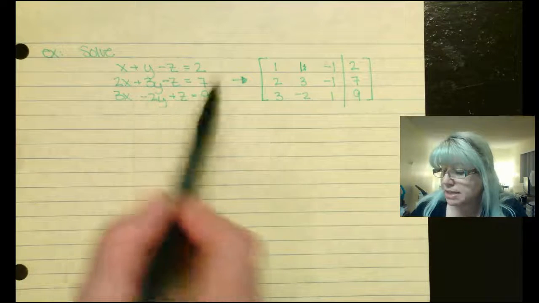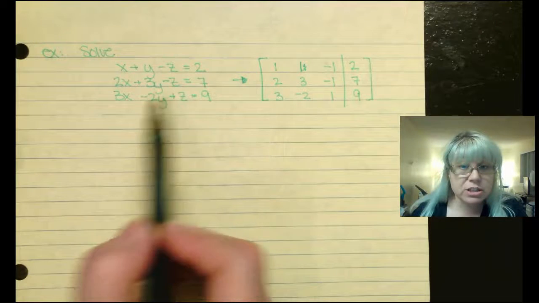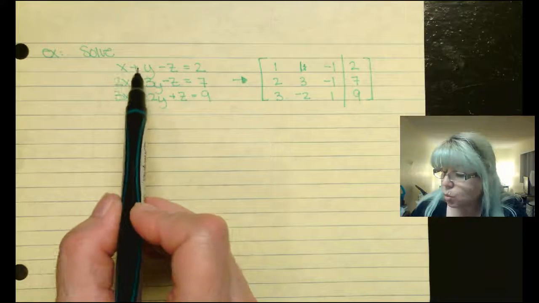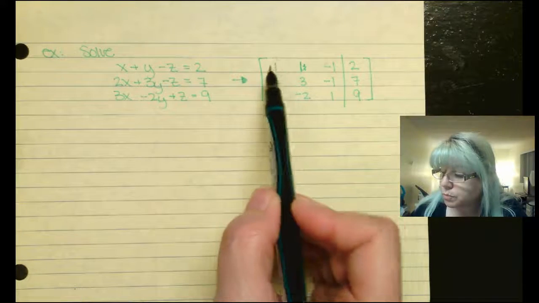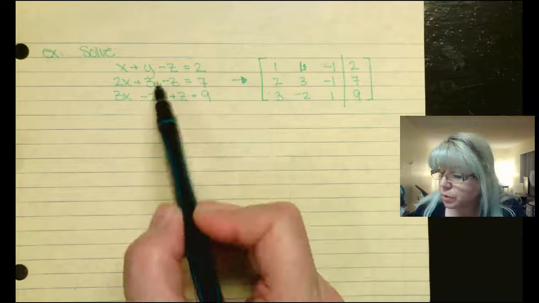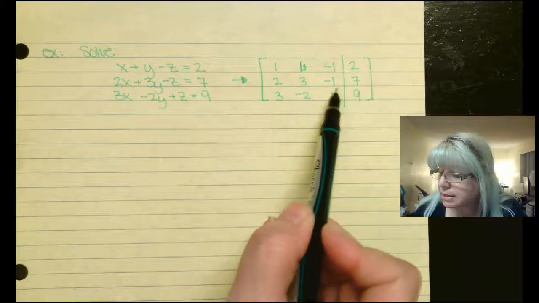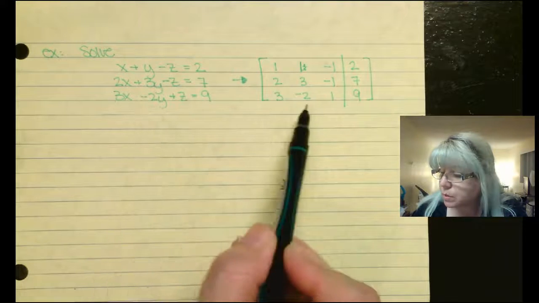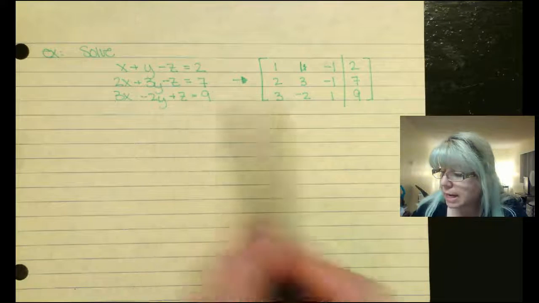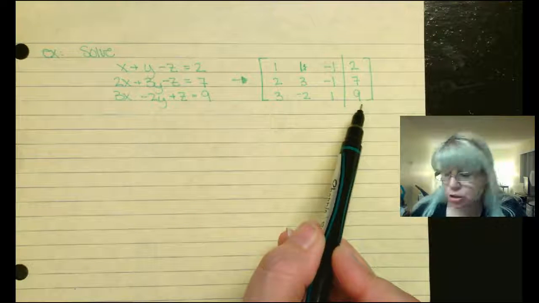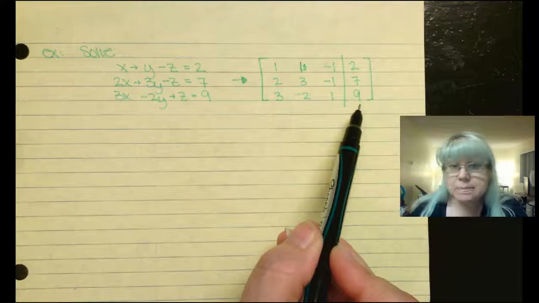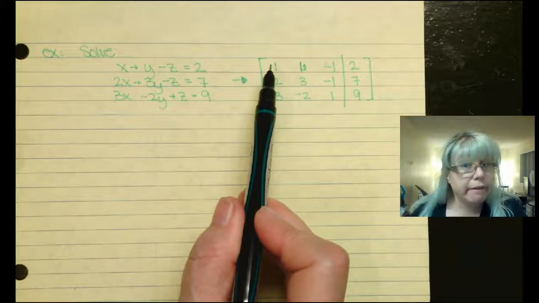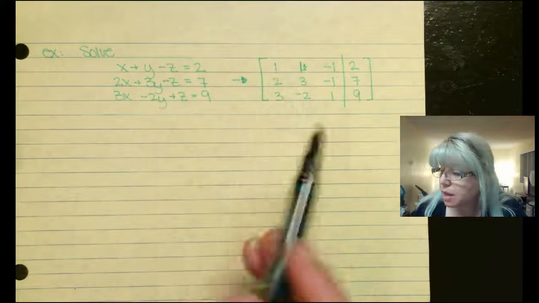First thing is to translate my linear system of equations over to an augmented matrix. 1, 1, negative 1, 2. 2, 3, negative 1, 7. And 3, negative 2, 1, 9. There's my augmented matrix. Since my goal is to get a 1 in the first position, I'm not going to change row 1 at all. I'm going to leave it there.